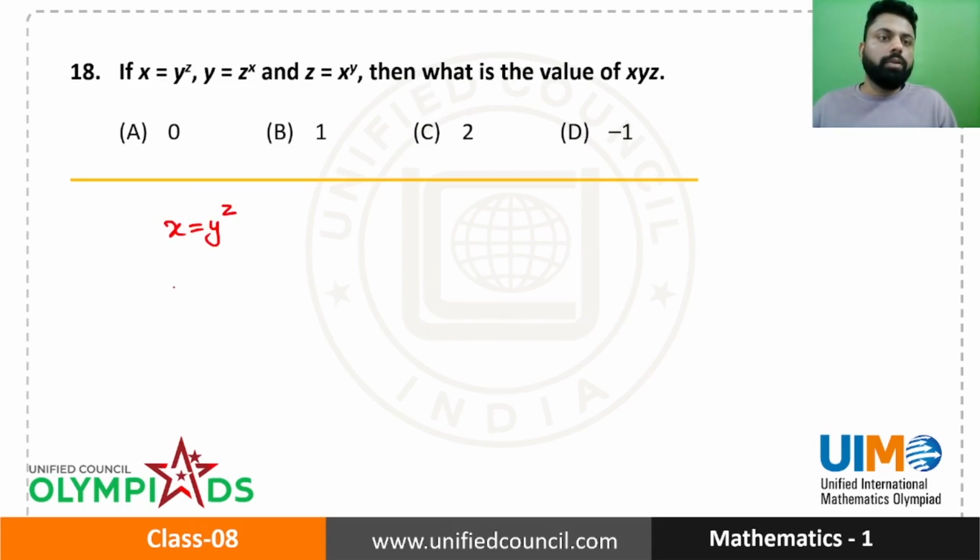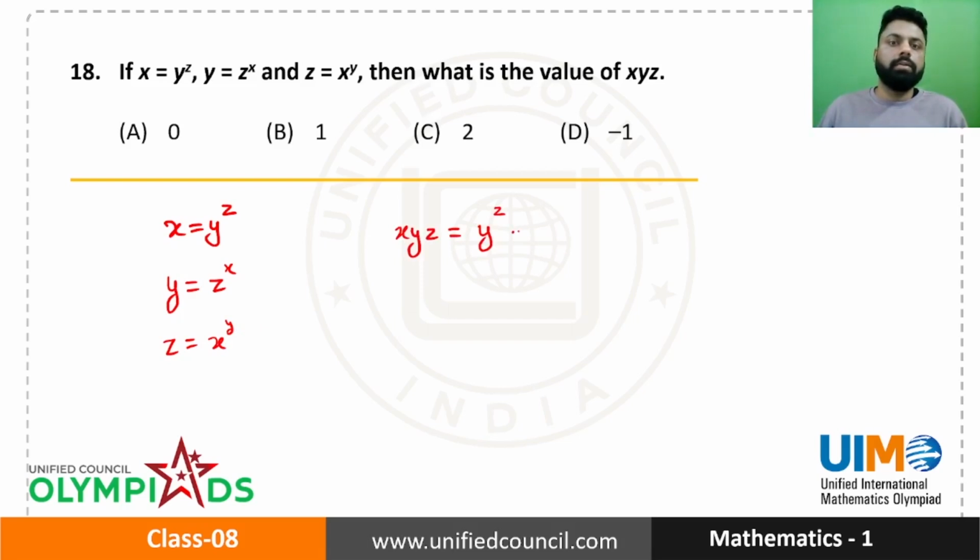If x is equal to y to the power z, y is equal to z to the power x, and z is equal to x to the power y, then what is the value of xyz? xyz is equal to y to the power z multiplied by z to the power x multiplied by x to the power y. Let's try to understand this. Let's put the value over here. So x is equal to (z to the power x) whole raised to the power z. x is equal to z to the power xz.